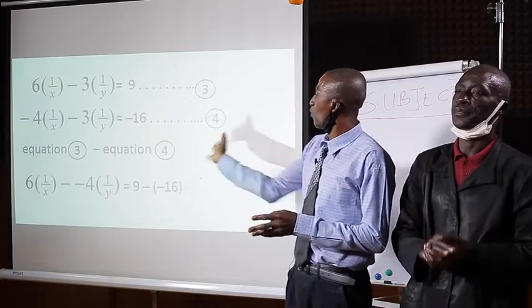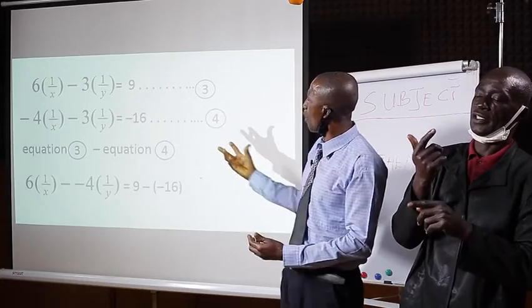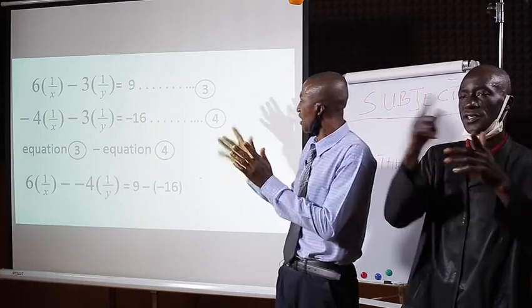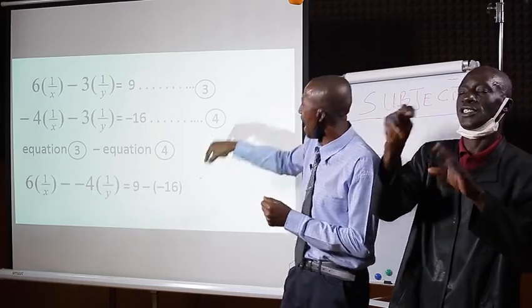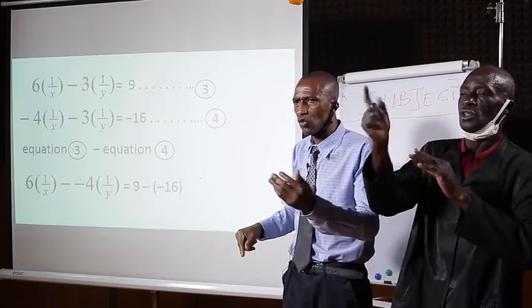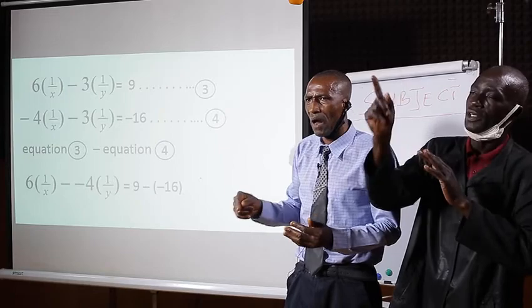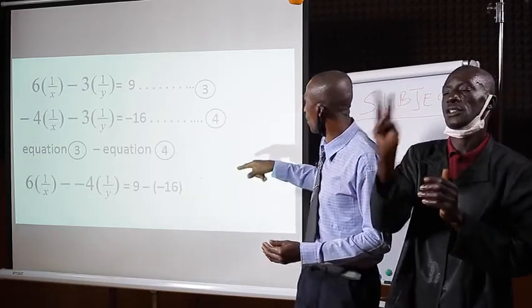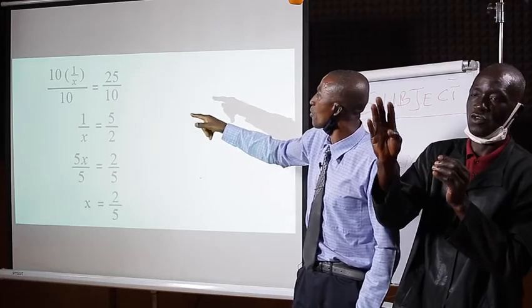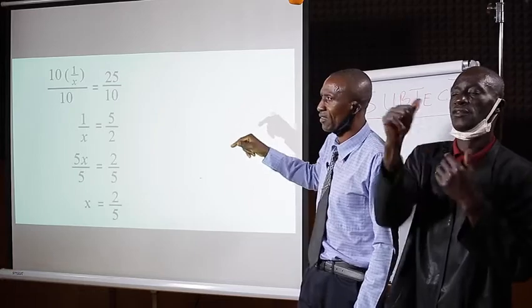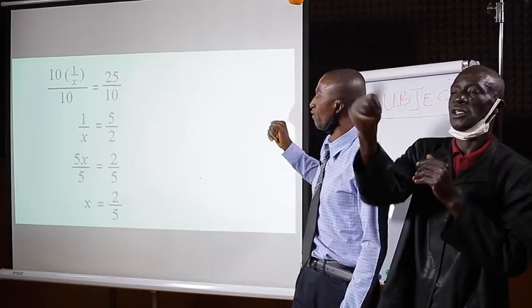Now, on the left, the two middle signs, negative, negative, will give you positive. So 6 into 1 over x plus 4 into 1 over y, and 6 plus 4 will give you 10. So I now have 10 into 1 over x.